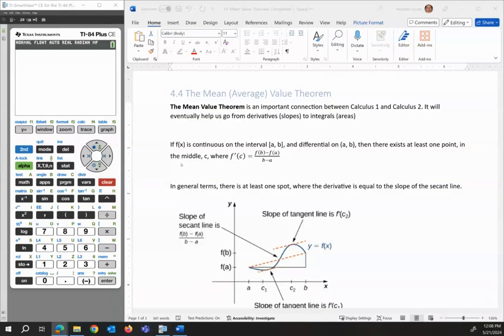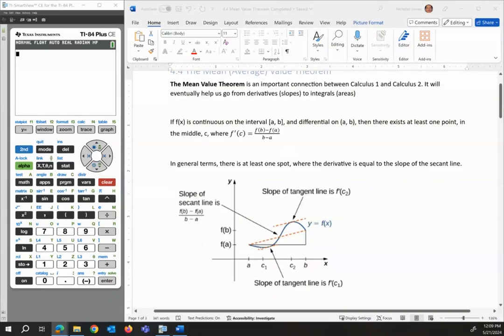The mean value theorem says if you have a continuous function over some interval, and you can take the derivative on that interval, not at the endpoints, of course, but just in the middle, so if you can take the derivative of the function every single place, then there exists at least one point, could be multiple points, where the derivative of your function is equal to the overall slope of this function on this interval.